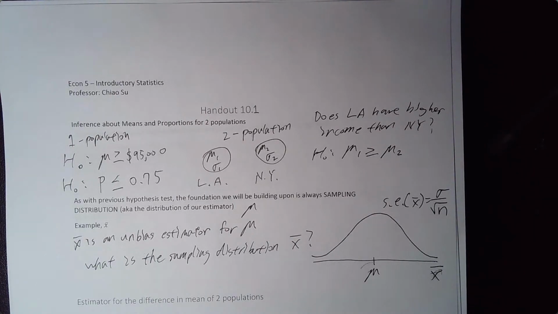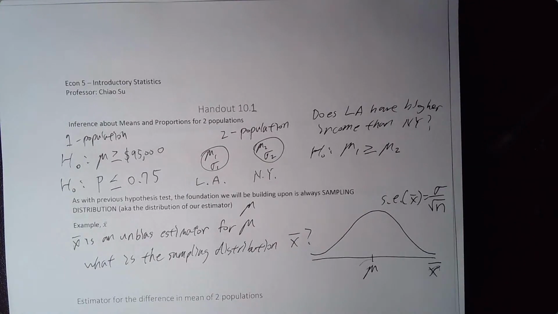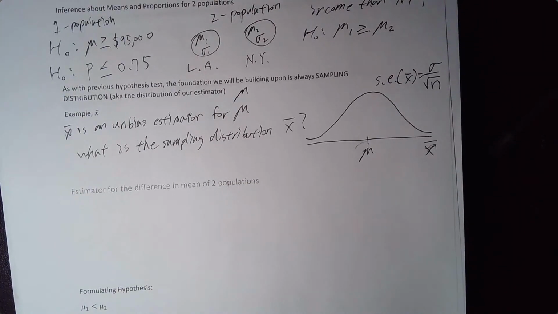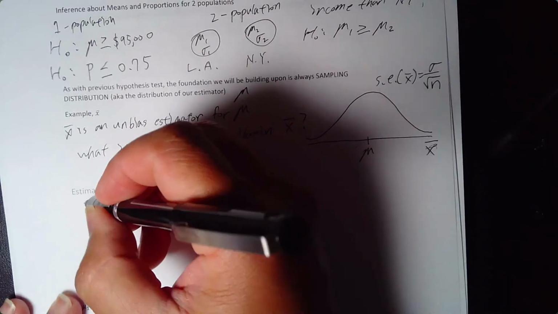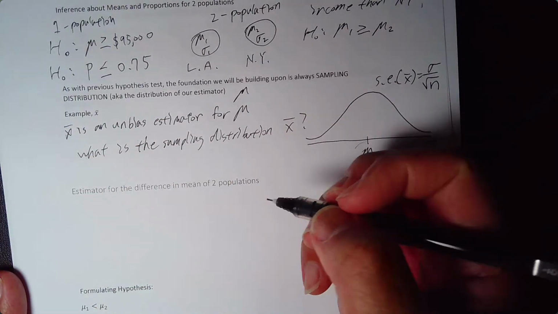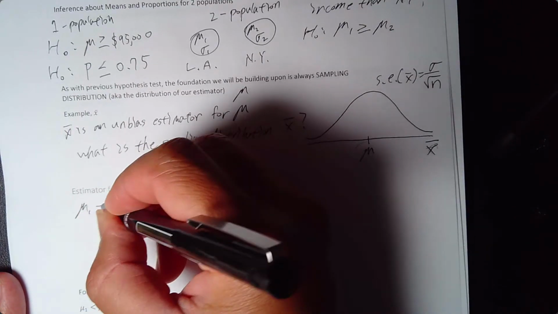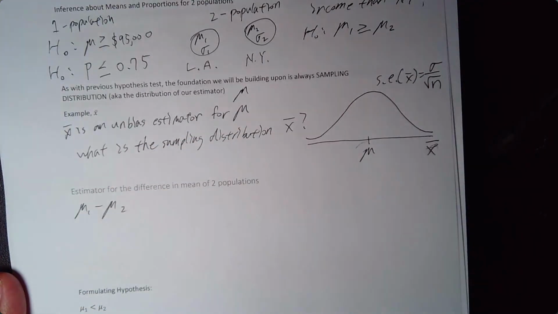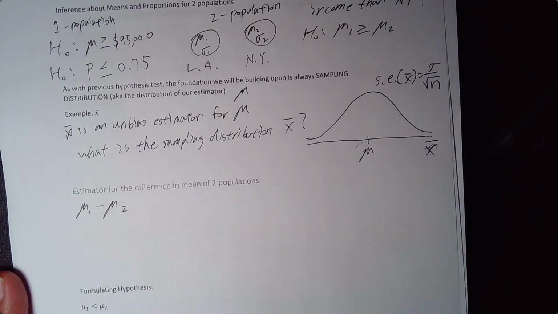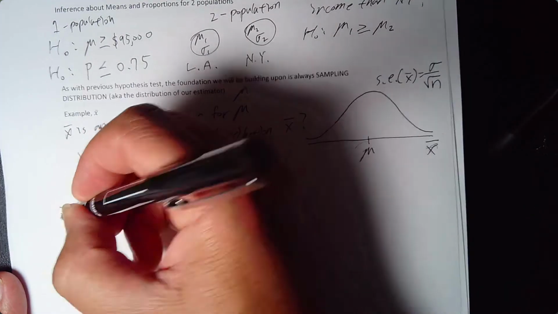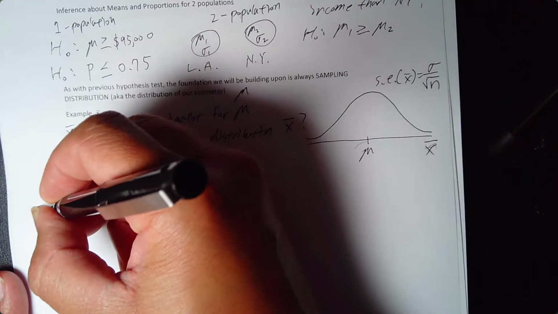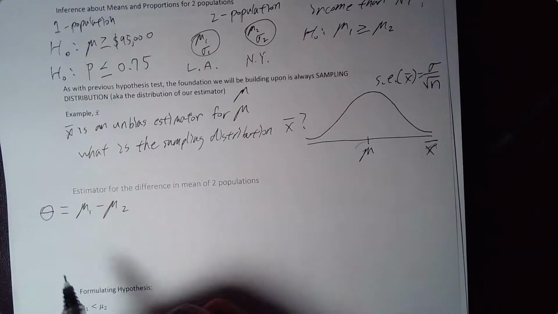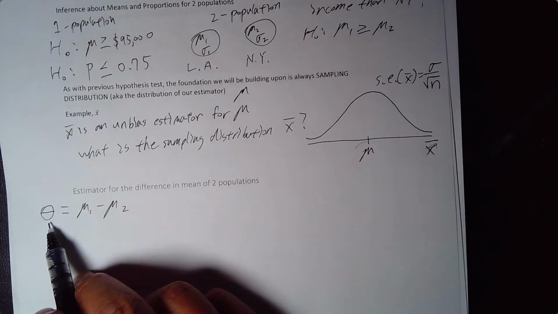So we need an estimator for the difference in means of the two populations. What we're trying to estimate is mu1 minus mu2. We want to create an estimator for this, so I'm going to use some new notation here. I'm going to call this theta.